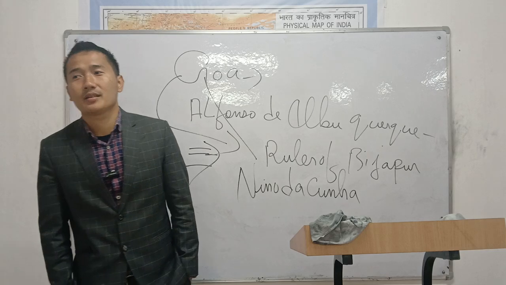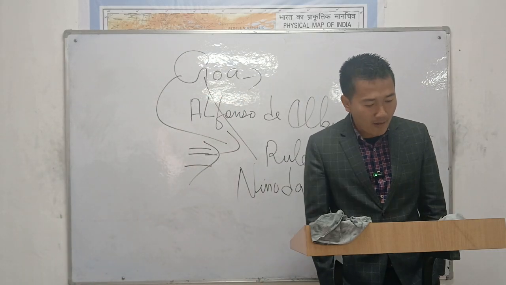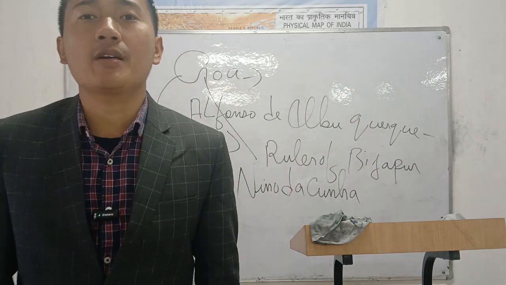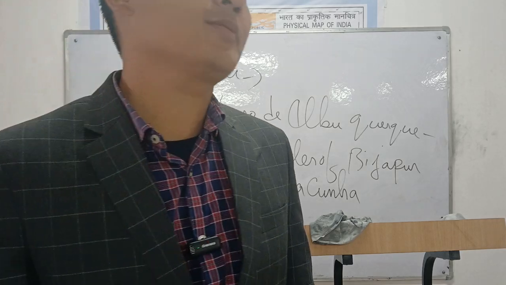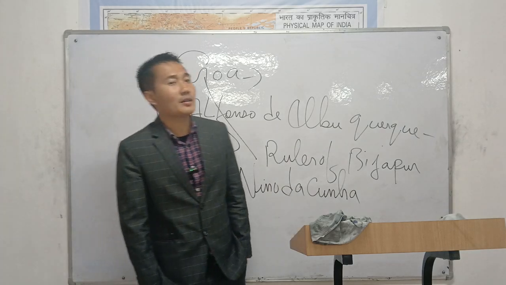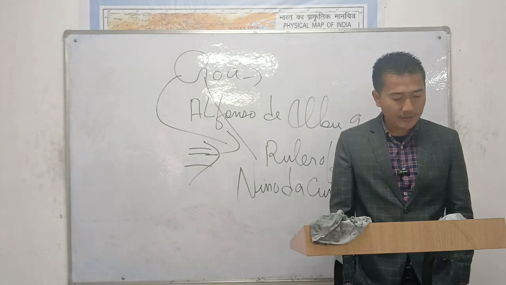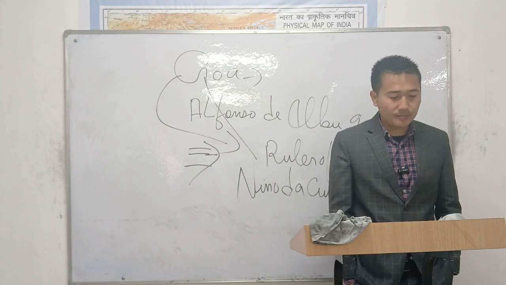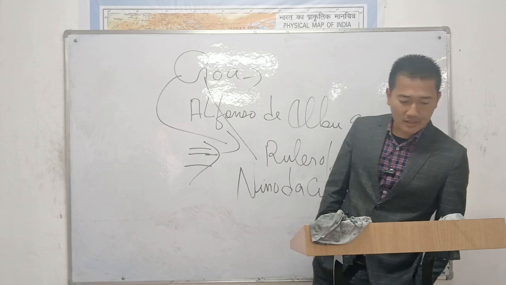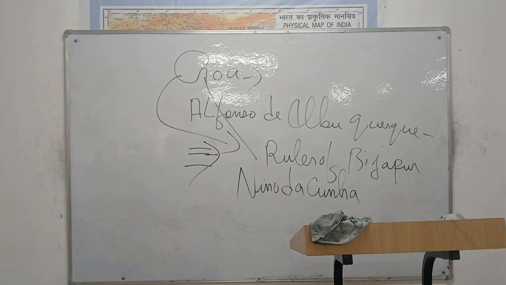Number two, the Portuguese failed to evolve an efficient system of administration. And lastly, the discovery of Brazil. Through the colonizing activities of Portugal to the west, the Portuguese discovered Brazil, so they felt Brazil is more important than India.